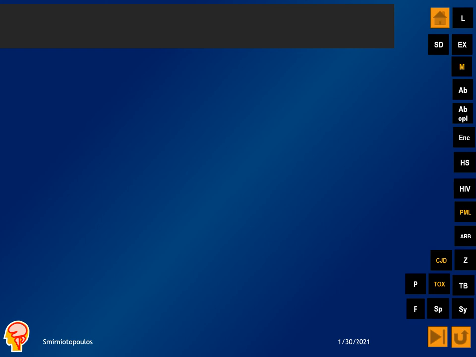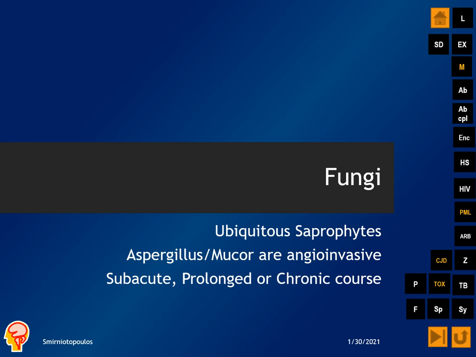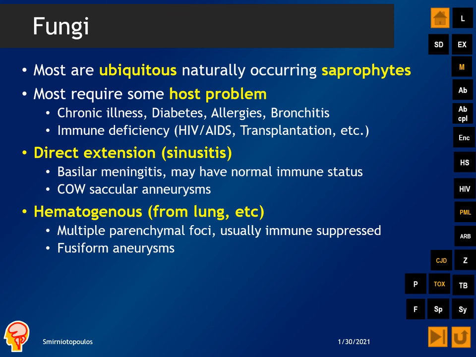Let's finish up by talking about fungi. These are ubiquitous saprophytes. Aspergillus and mucor are angioinvasive and are complicated by hemorrhage, thrombosis, and infarction. And these patients may have subacute, prolonged, or a chronic clinical course. Fungi are everywhere. Most require some kind of a host problem in order to cause a human infection, some underlying chronic illness, especially diabetes, allergies, and bronchitis, or immune deficiency. They can spread by direct extension from an adjacent sinus infection, or there can be hematogenous dissemination from foci within the lung.